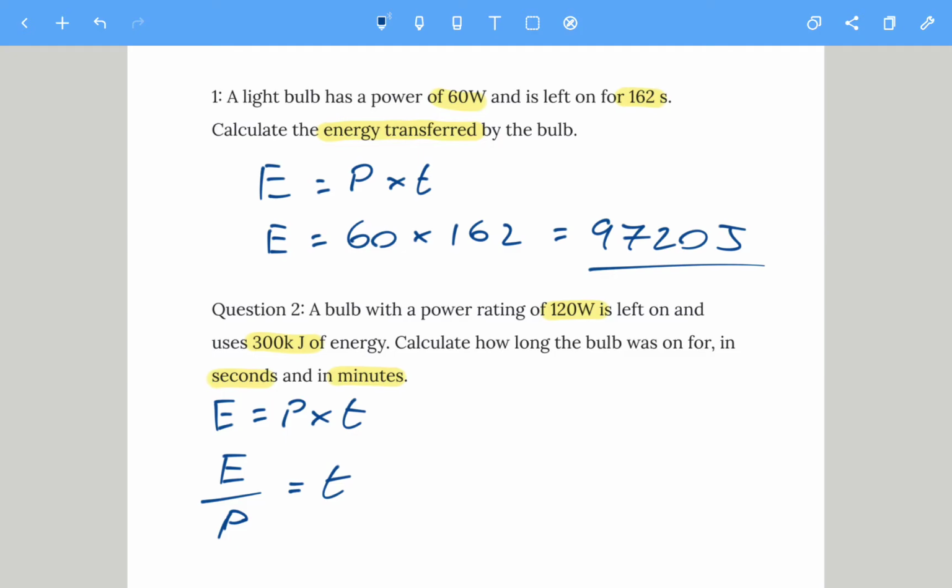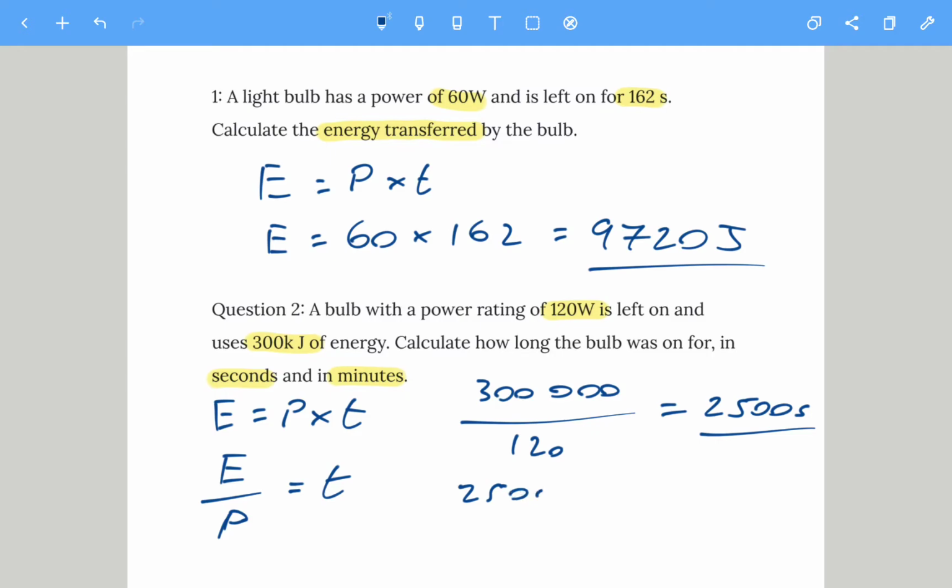Now we need to be careful with the units. So we've got 300 kJ, which means kilojoules. So that's 300,000, which you have to times by 1,000, divided by the power of 120 watts. And that will give us time in seconds, which is 2,500 seconds. And then to find it in minutes, there's 60 seconds in a minute, so we need to do 2,500 divided by 60. And that gives us 41.6 recurring. We could just say 42 minutes.